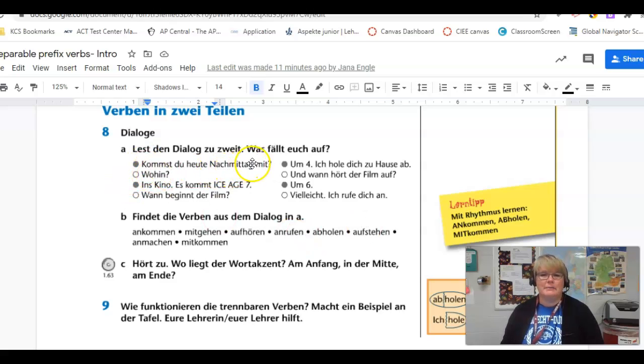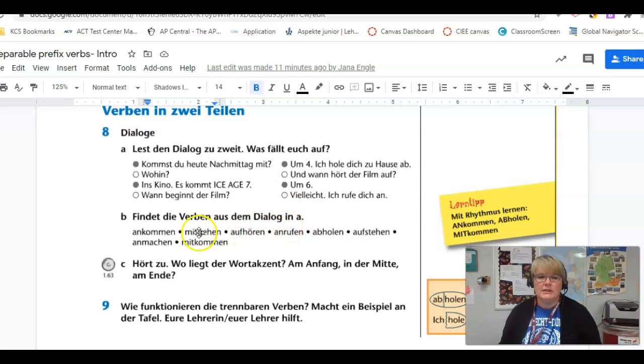Kommst du heute Nachmittag mit? Wohin? Where to? Ins Kino. Es kommt Ice Age 7. Ja? Wann beginnt der Film? Um 4. Ich hole dich zu Hause ab. Und wann hört der Film auf? Um 6. Vielleicht ich rufe dich an.